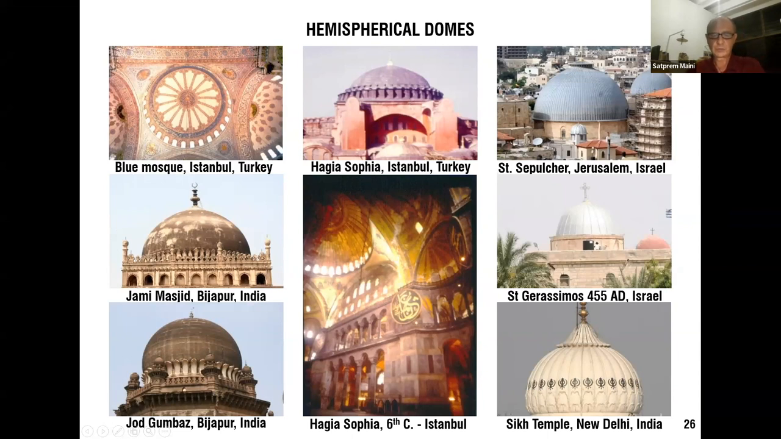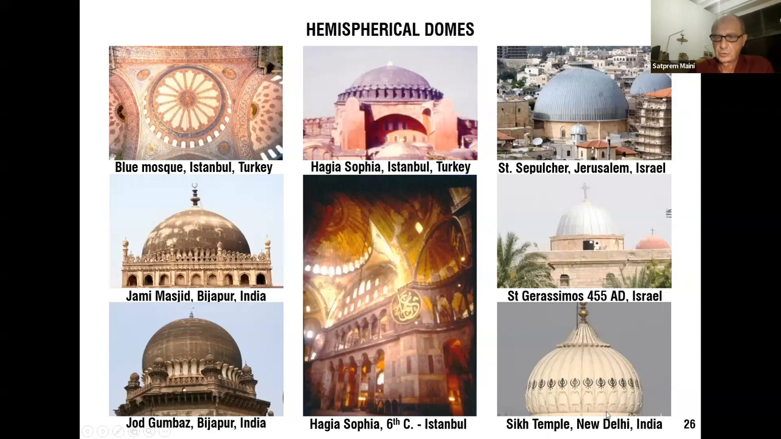In fact, it was supposed to be a circle inside, but it's not a perfect circle. It is 34 meters in diameter in one direction and 35 in the other one. And this was built in the 6th century in Istanbul. The Blue Mosque is a little later, also in Istanbul; yes, 6th century for Hagia Sophia.